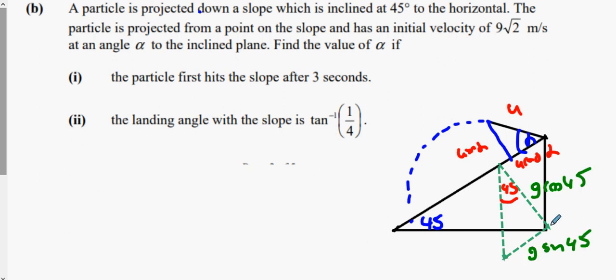I'm inclined to put them as square root of 2 straight away, so for me it's G over root 2 and G over root 2 there. Now we're going to make our 4 equations.